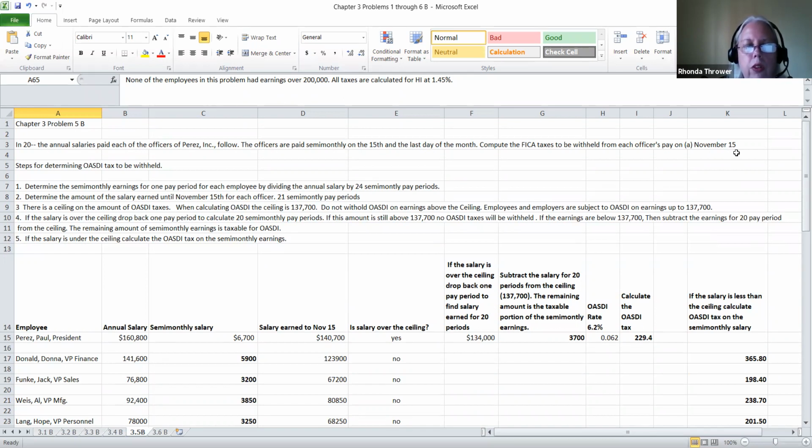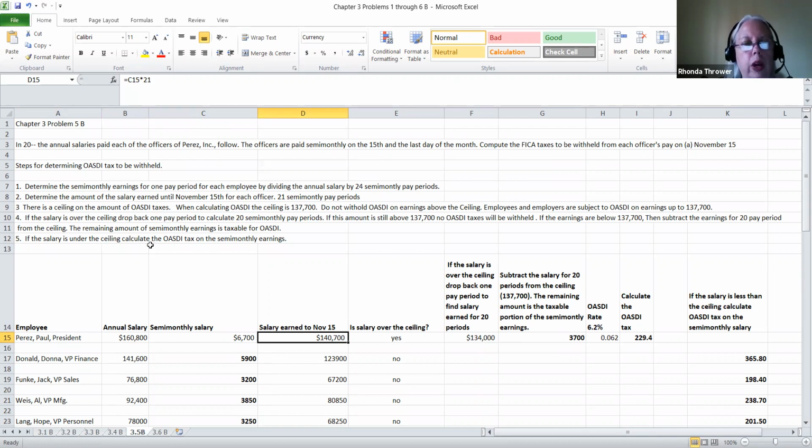So what you've got to do is for each one of these employees, you've got to convert their annual salary to a semi-monthly salary. And then you've got to multiply the semi-monthly salary to the salary earned to November the 15th. So you got to know how many pay periods are up to November the 15th. And the number of pay periods are going to be 21 in this case.